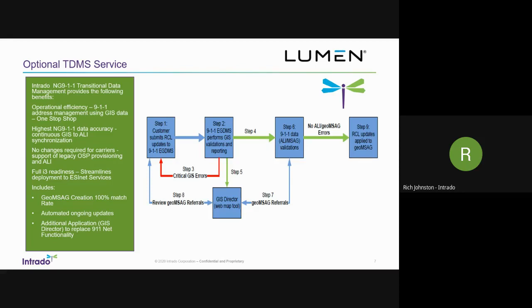Once we get it to 100%, what we do is we wipe clean your existing MSAG, and then we create a brand new MSAG from the GIS information that is now 100% accurate, and we call that a GeoMSAG. So we have a brand new MSAG, 100% match rate, no errors. That's where we start off from scratch. So day one, we have 100% match rate.